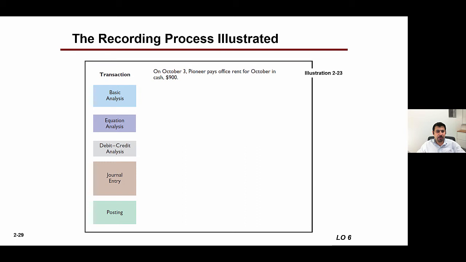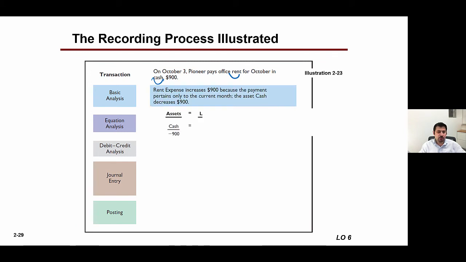On October 3rd, Pioneer pays office rent for October in cash $900. So the accounts that are involved in this case are rent expense and cash. So what happened to the rent expense? Rent expense has increased by $900, whereas cash has decreased by $900. And cash is an asset, so cash has decreased by $900, and expenses, rent expense has increased by $900.